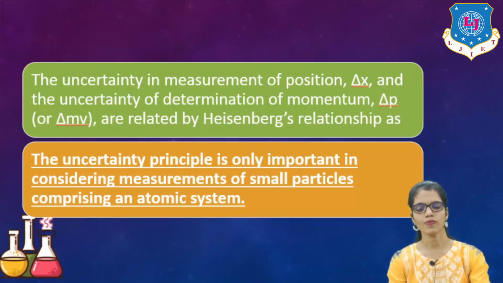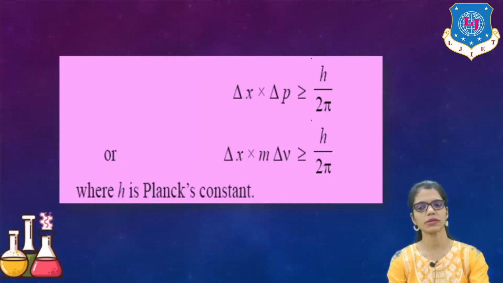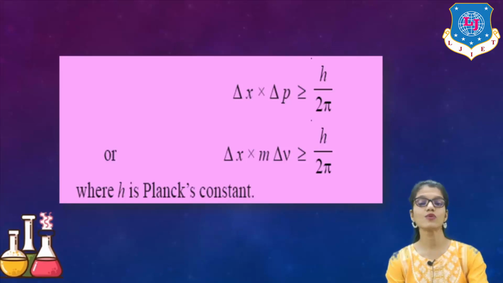Now, let's see how we can write it. Heisenberg's uncertainty principle can be written as delta x times delta p is greater than or equal to h by 2 pi. As you can see, it gives us the relationship between these two conjugate properties. The first is delta x, the change in position of an electron, and the other is delta p, the change in momentum of an electron. Both can be related with the use of this uncertainty equation.